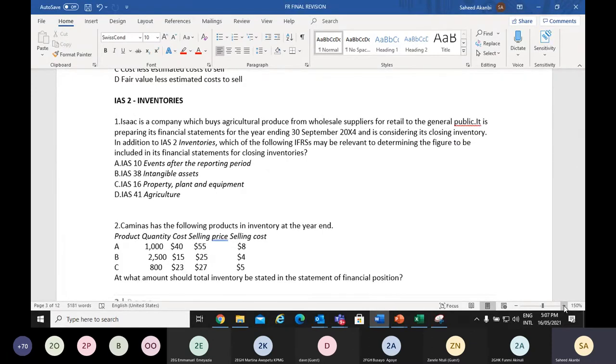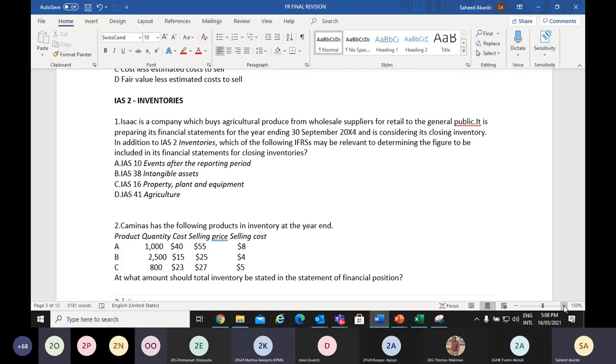Isaac is a company which buys agricultural produce from wholesale suppliers for retail to the general public. It is preparing its financial statements for the year ending 30th September 2024 and is considering its closing inventory. In addition to IAS 2 Inventories, which of the following IFRSs may be relevant to determining the figure to be included in its financial statements for closing inventories? A, IAS 10, events after the reporting period. B, IAS 38, intangible assets. C, IAS 16, property, plant, and equipment. D, IAS 41, agriculture. What's the answer? A.